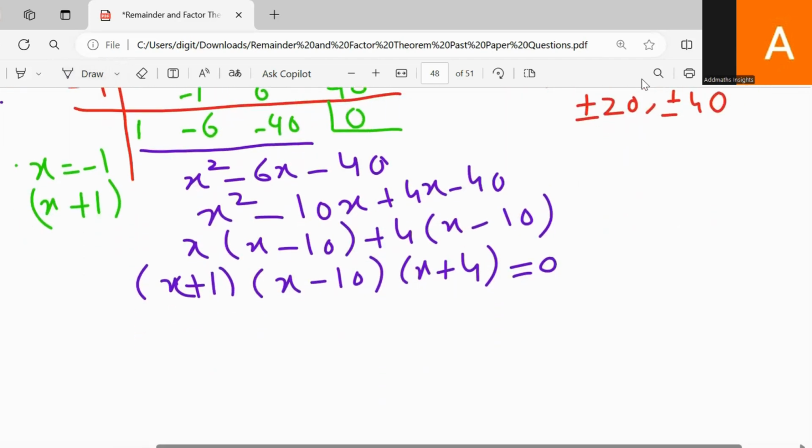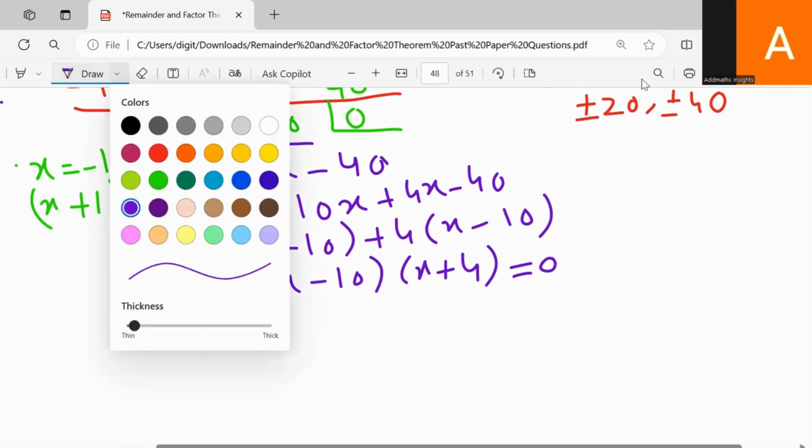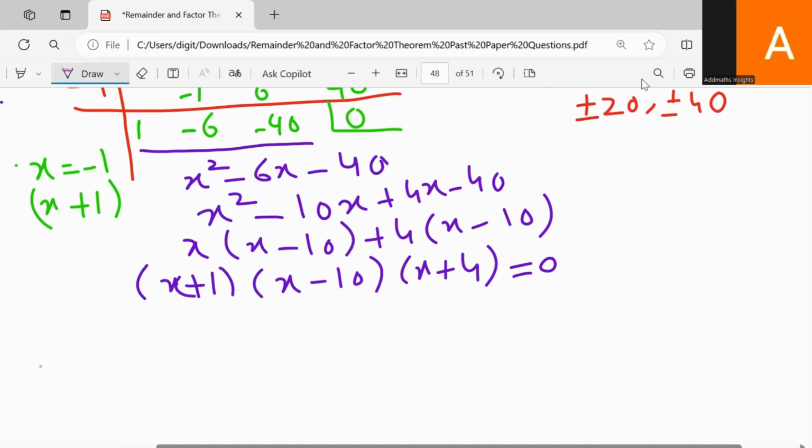Find the values. Once you know how to factorize, then you can find its value as well. So the answer is x is minus 1, x is 10, and x is minus 4. So now you can see we have two negative roots and one positive root. So the answer is minus 1, 10, and minus 4. Now you do another question.